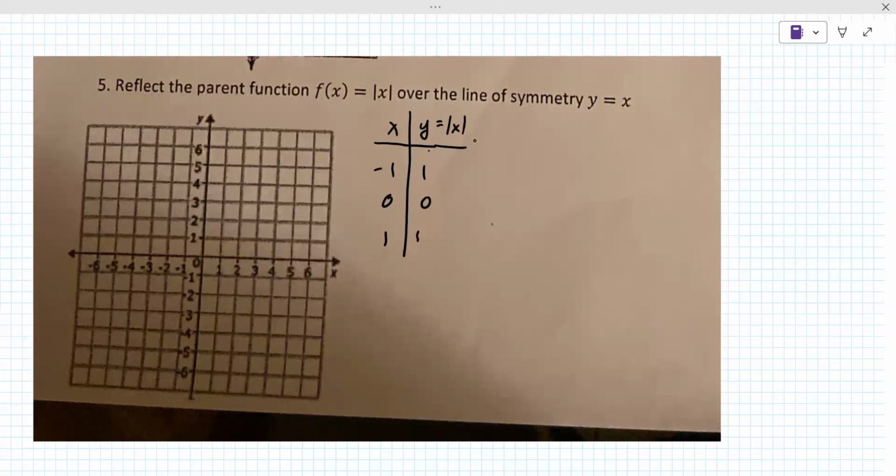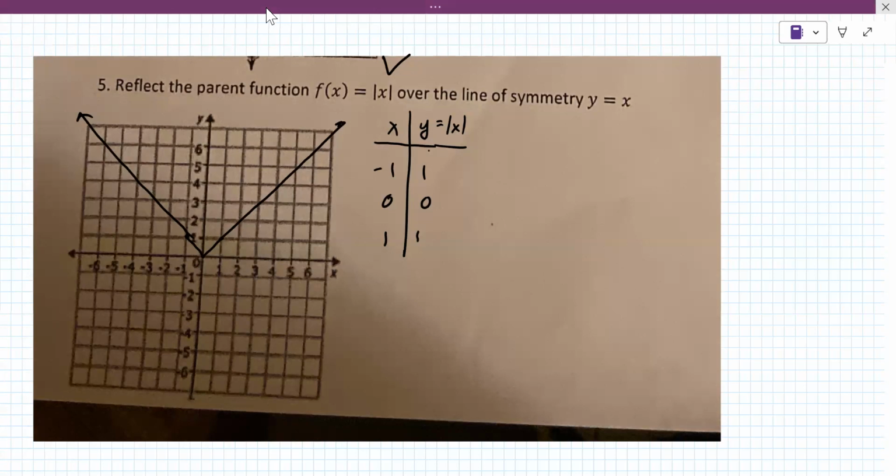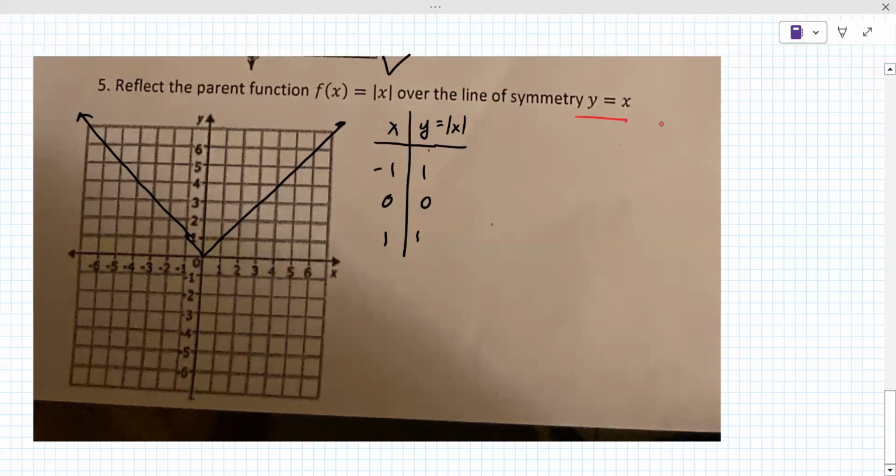So notice it makes kind of a V. Okay, that's the absolute value. You want to think of the absolute value as a V. All right. Now we need to graph this line here, y equals x. Okay, and it does follow this other one here.